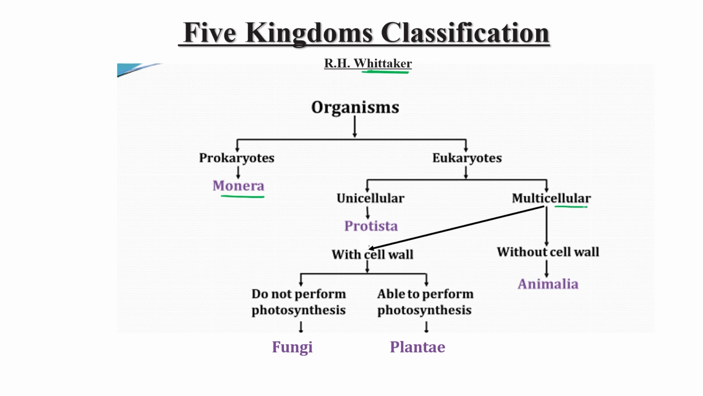In multicellular organisms, further division occurs based on the presence or absence of a cell wall. If a cell wall is not present, then all those organisms come under kingdom Animalia, right? And if a cell wall is present, then they are further divided into 2 different types. Those that do not perform photosynthesis come under kingdom Fungi, and those that are able to perform photosynthesis come under kingdom Plantae. Okay, so this is how Whittaker categorized various organisms. In the last lecture, we have already discussed Monera. So in today's video lecture, we are mainly focusing on Protista. So let's begin with the main topic.